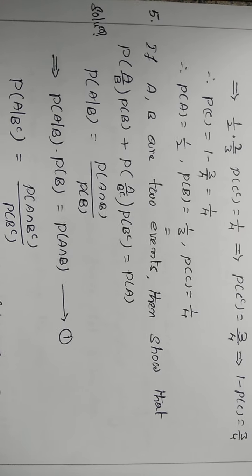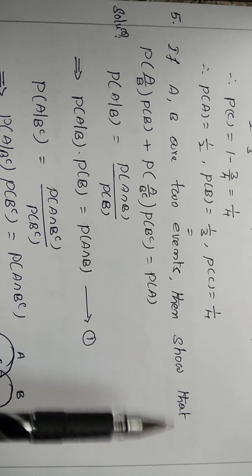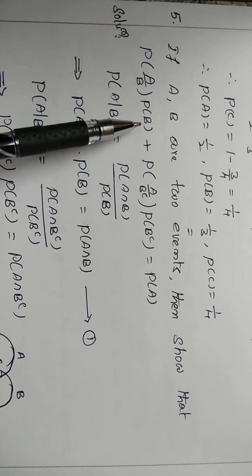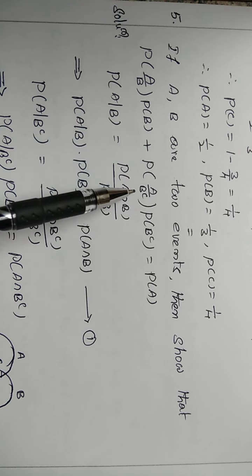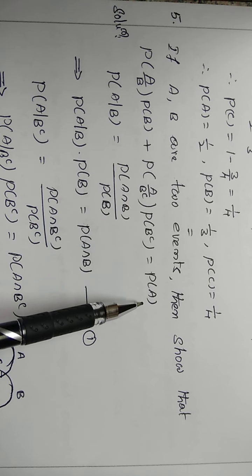Next problem. If A, B are two events, then show that P of A by B into P of B plus P of A by B complement into P of B complement is equal to P of A.